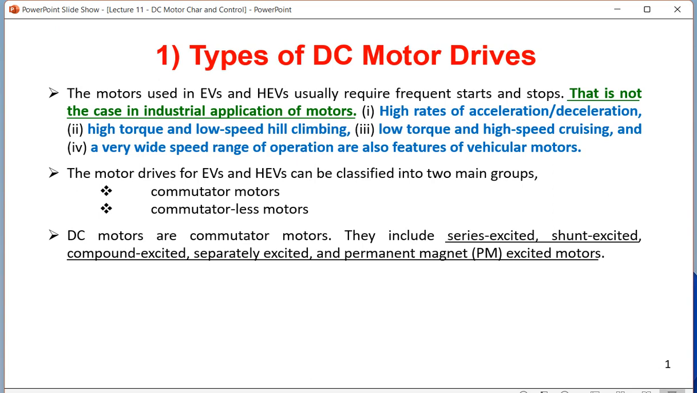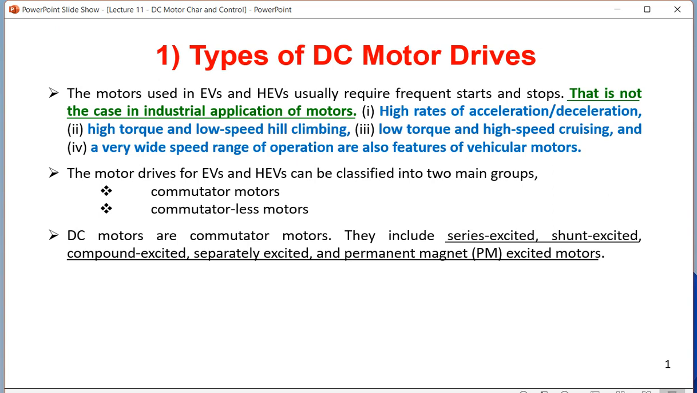DC motors with commutator, the normal DC motors, can be series excited, shunt excited, compound excited, separately excited, and permanent magnet excited motors. Whenever I say series excited or shunt excited, that means only one voltage source is supplying the armature coil as well as the field coil. In compound excited also, one voltage source supplies all the coils. Separately excited means the armature gets supply from one voltage source, and the field gets another supply from another voltage source.